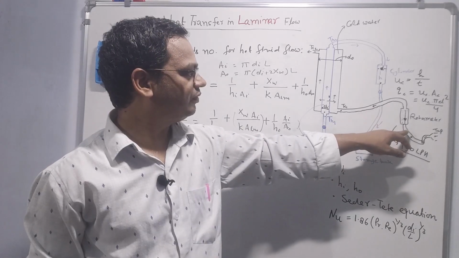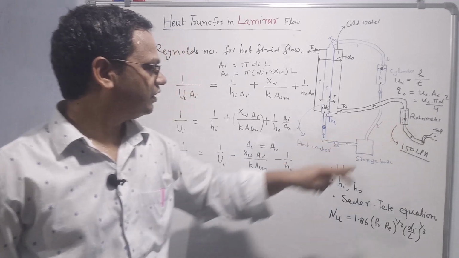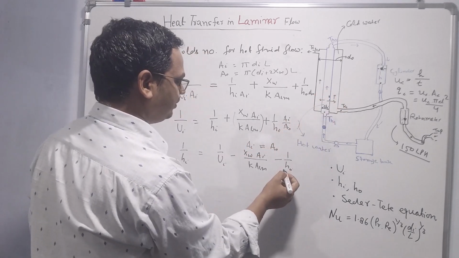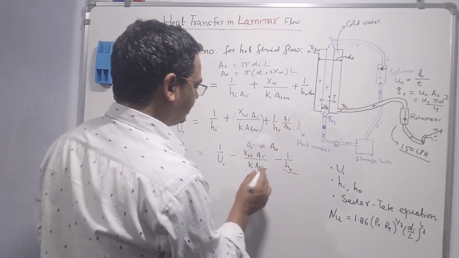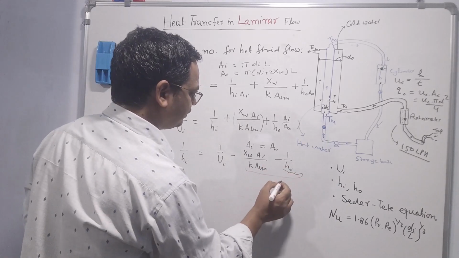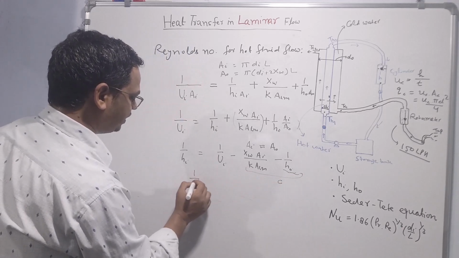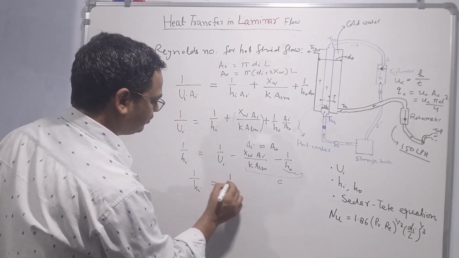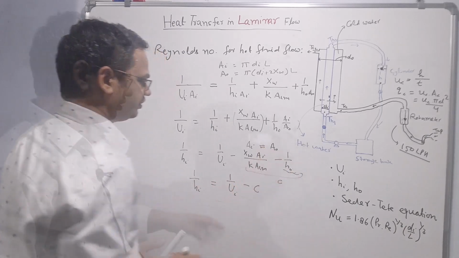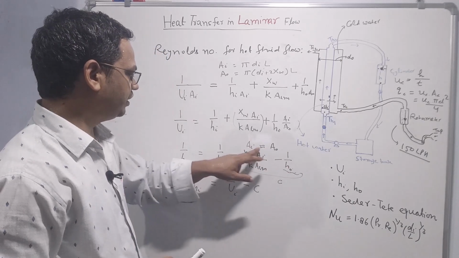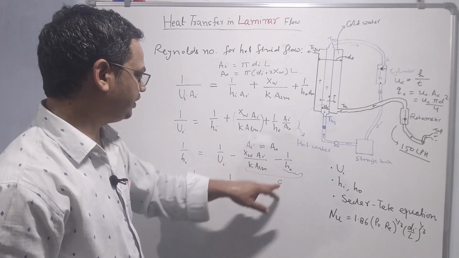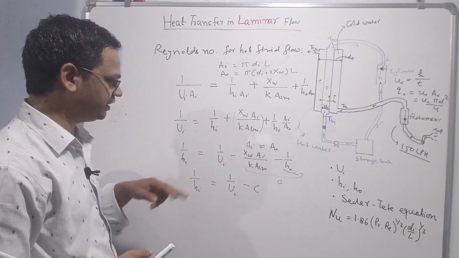Here the velocity of the cold fluid flow is kept constant and the temperature difference is not very much in the cold fluid region, therefore this one will be almost constant. So this one is also constant, both are constant. We can assume a single constant C and write 1 by Ui is equal to 1 by Hi plus C, where C is equal to this plus this. Only we need to find this one. This is known because each parameter is known. Only we need to find the Ho. Once we find Ho, we can find C, and thereafter we can find the Hi.